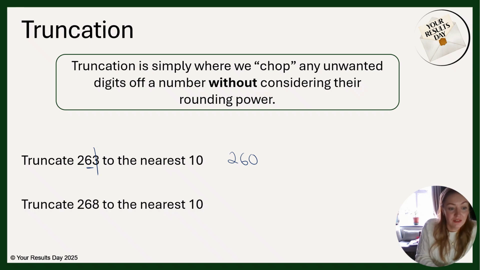And if we look at this one, truncate 268 to the nearest 10, well, if this was rounding, that 8 would cause the 6 to round up to a 7. In truncation, we go, well, there's my nearest 10, 260. I don't care what this last digit is. I'm not looking at whether it's rounding up or staying the same. So again, just 260. So hopefully what you can see is regardless of the rounding power of that last digit, we haven't taken it into account with truncation. We're just chopping it off and looking at the digits we've got.